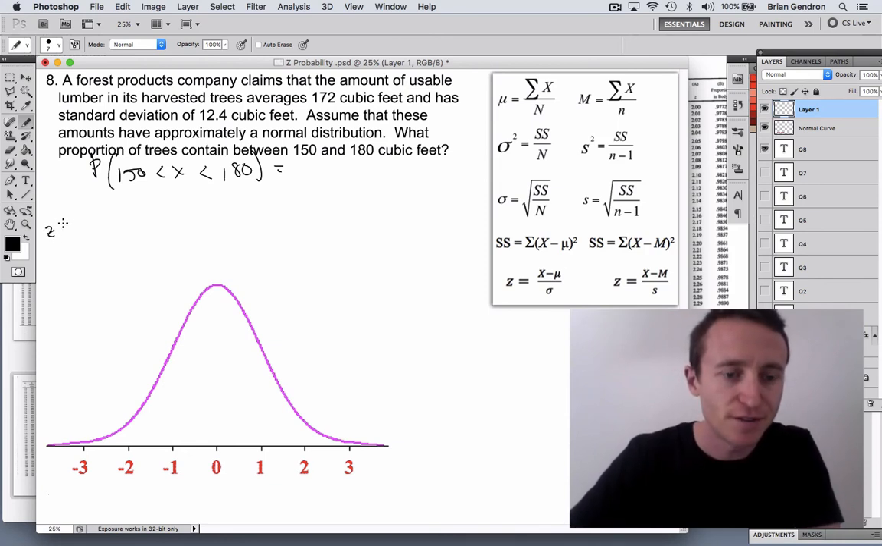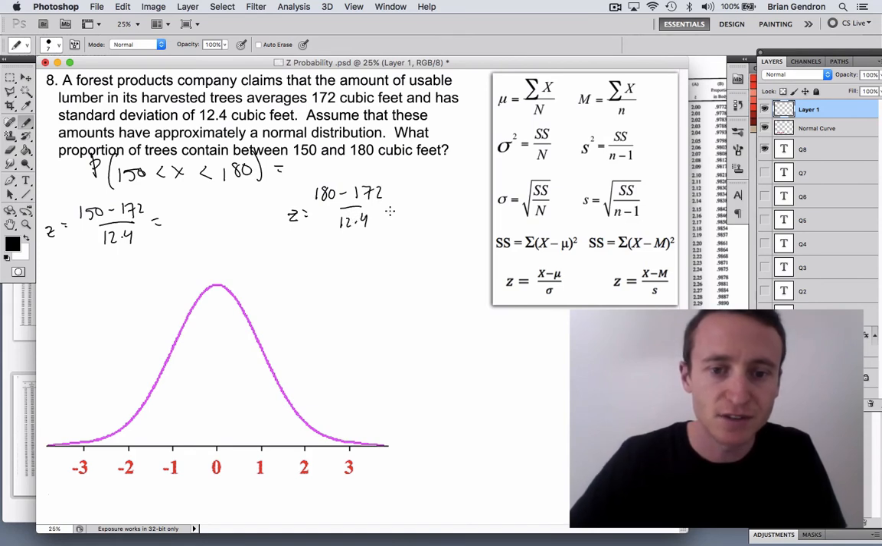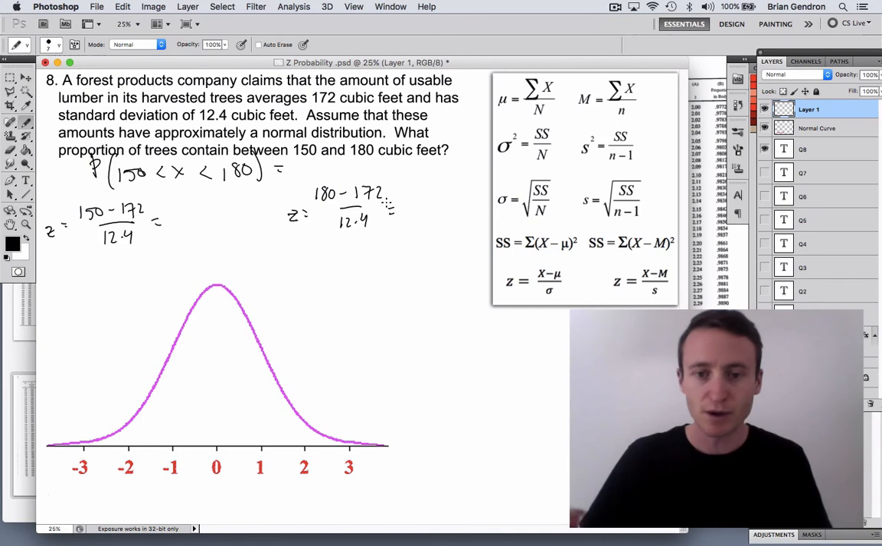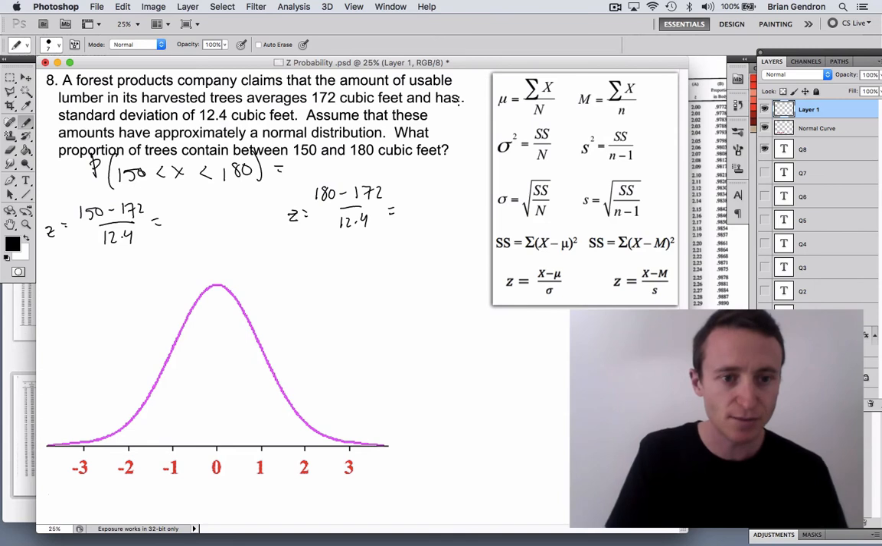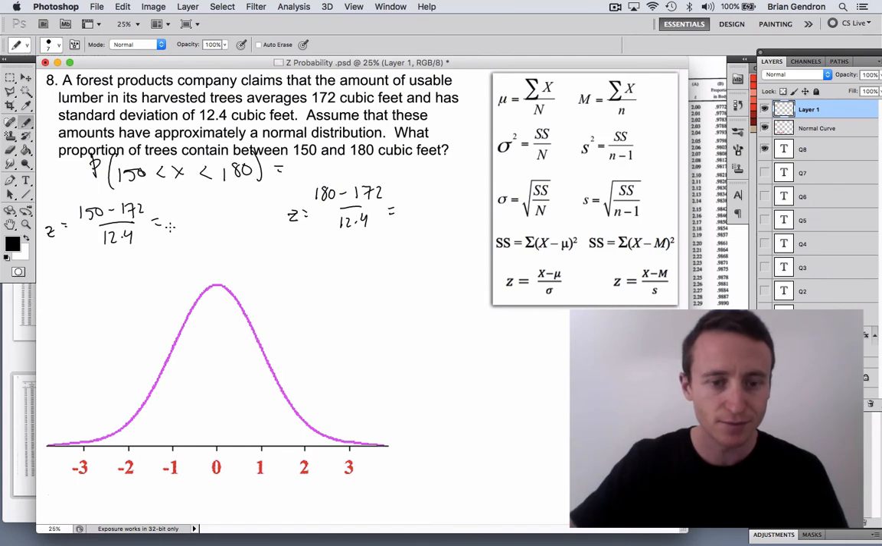Here we go. The first one, x value of 150, subtract the mean, divide by the standard deviation. And then I'm going to put the math over here for the second one. The x value is 180, subtract the mean, divide by standard deviation. All right, I'm going to have the video keep playing so that you can watch me calculate something. This first one I'm getting negative 1.77.